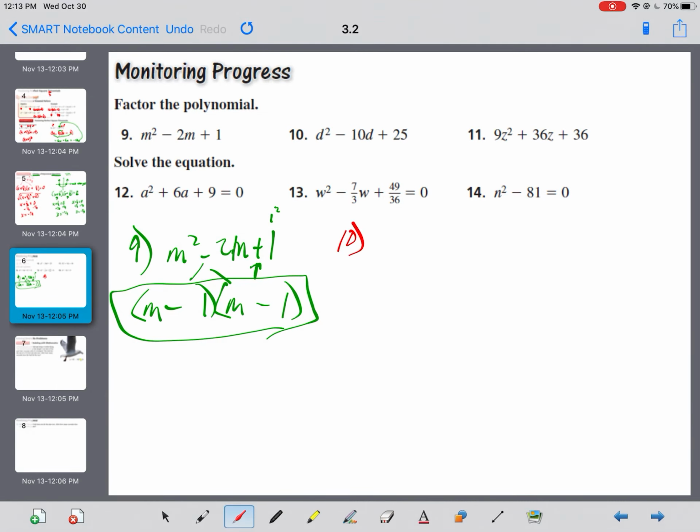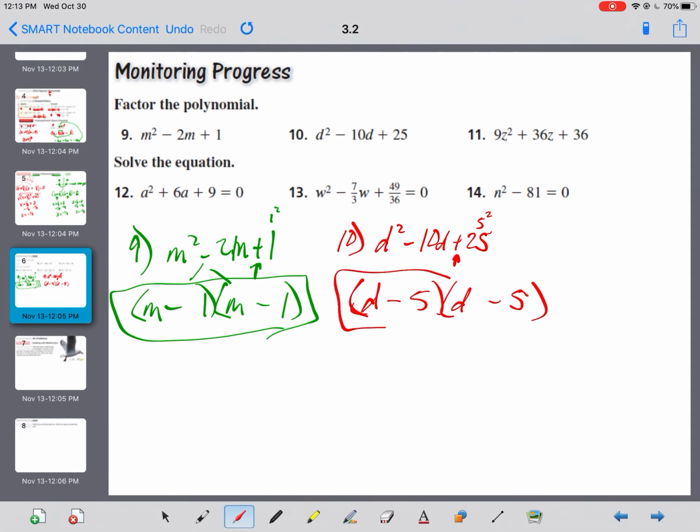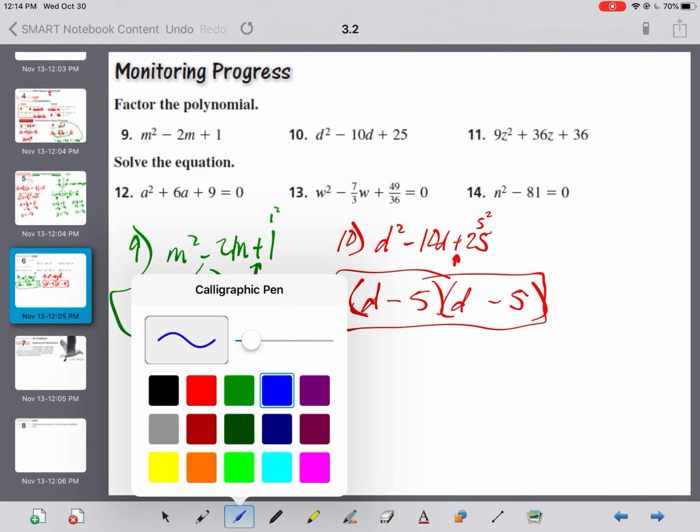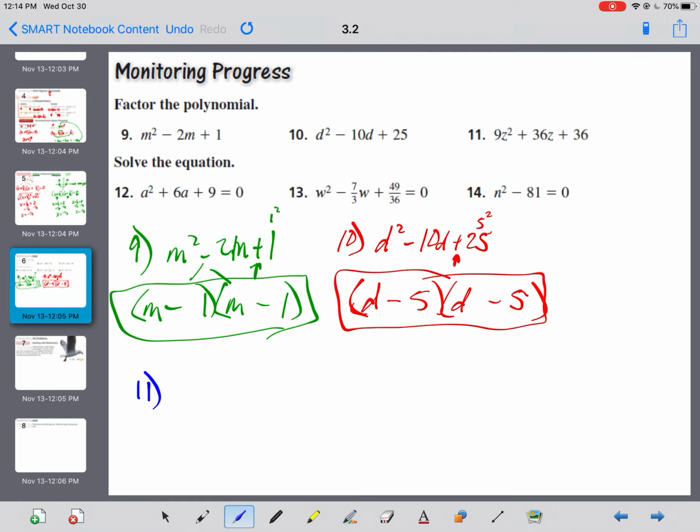Let's look at 10. Doing a different color so you can tell the difference. d squared minus 10d plus 25. That could be 5 squared. So I got a square at the front, square at the back. This one's a plus, so they should both be like this. They should both have a minus in them. This one gets a d, that one gets a d. This one gets a 5, that one gets a 5. Negative 5 plus negative 5 makes negative 10. So yes, it was a perfect square trinomial.